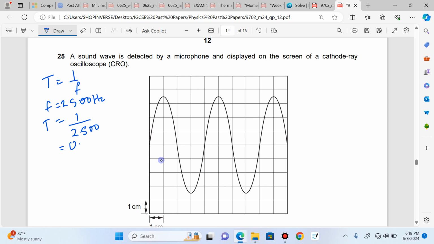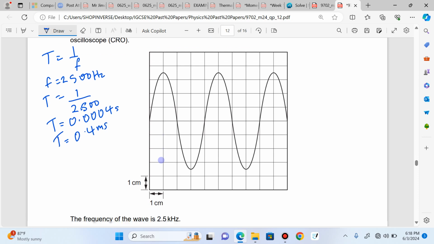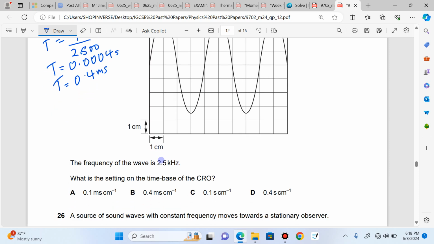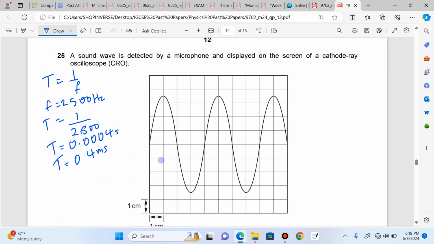So that will be 0.4, but we have 0.0004. That's the period, which is approximately equal to 0.4 milliseconds. So by looking at the time base you have here, the period is 0.4 milliseconds. So from here to here is 0.4. That's one period. And another period will be 0.4.